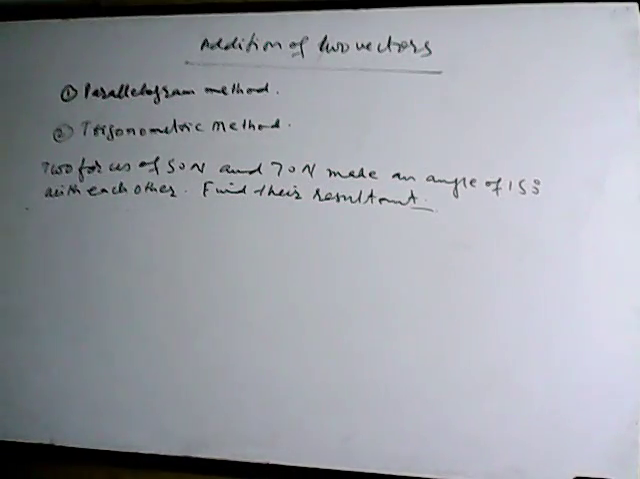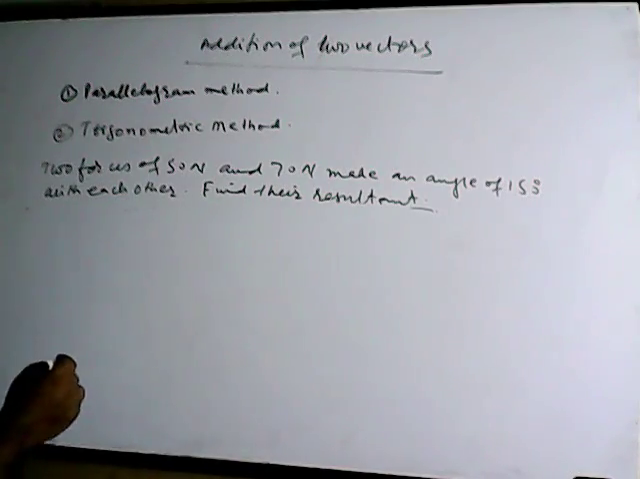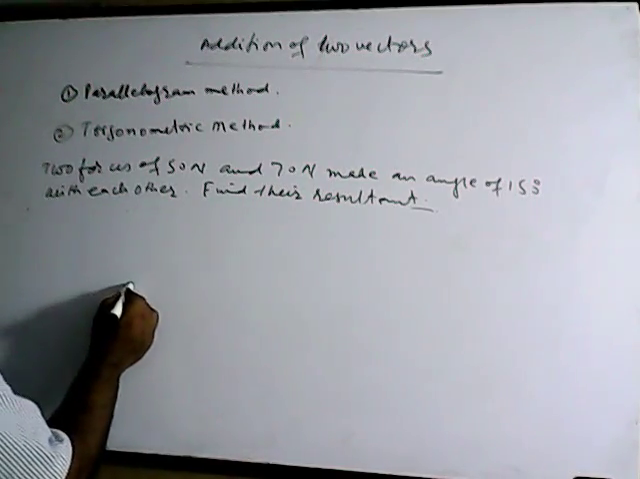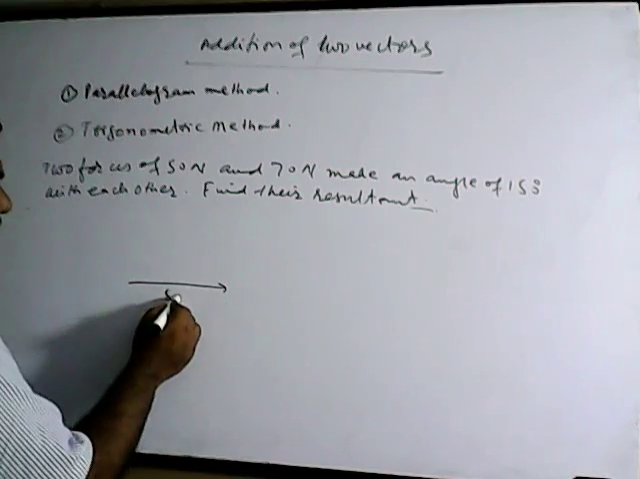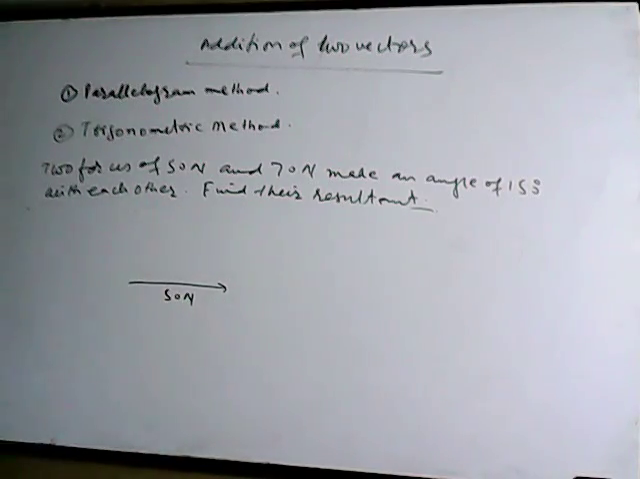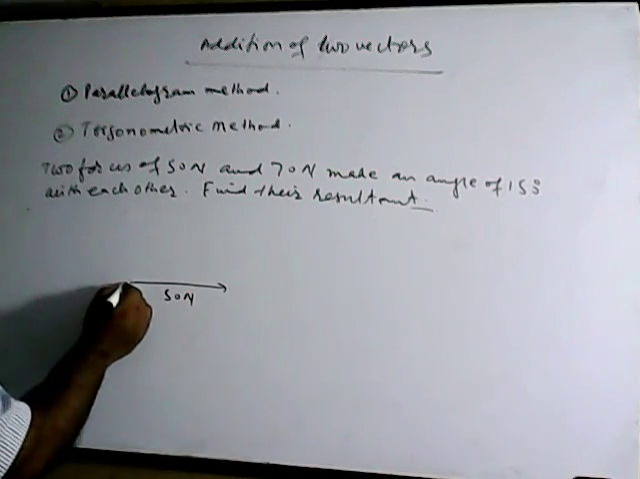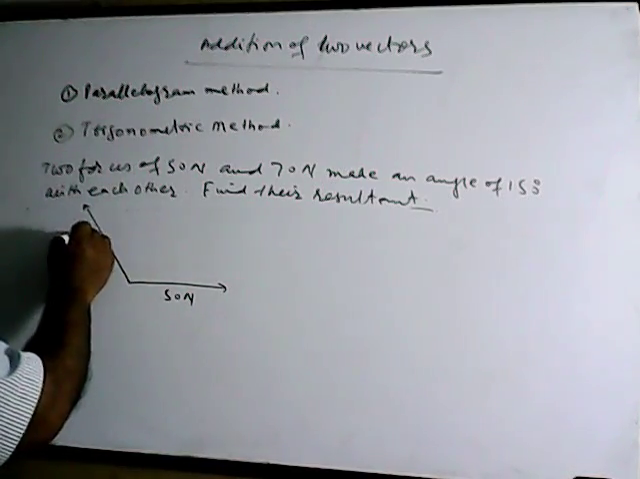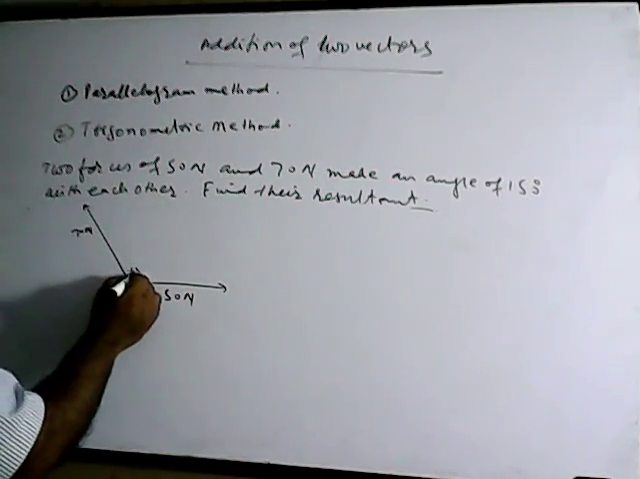Similarly, in the trigonometric method, no need to take the scale, just use these 50 Newton, 70 Newton values. So this is 50 Newton, I'm making it down. Actually it is better to have the 70 Newton down, but it doesn't make a difference. 50 Newton, and this is 70 Newton here at an angle of 150 degree.